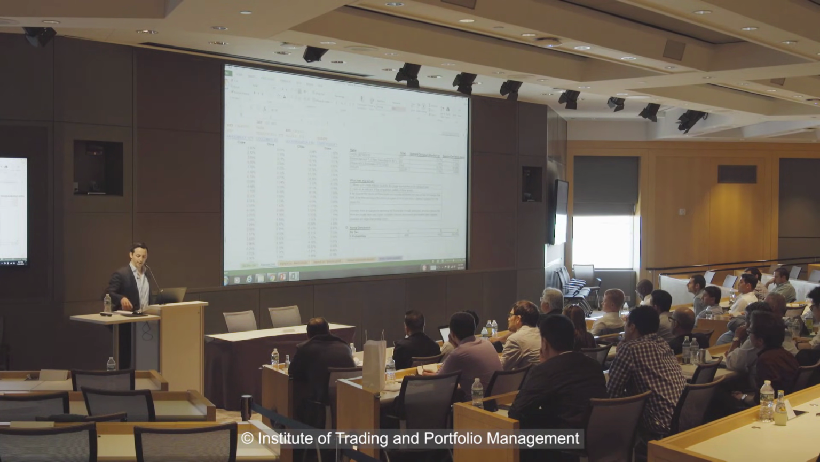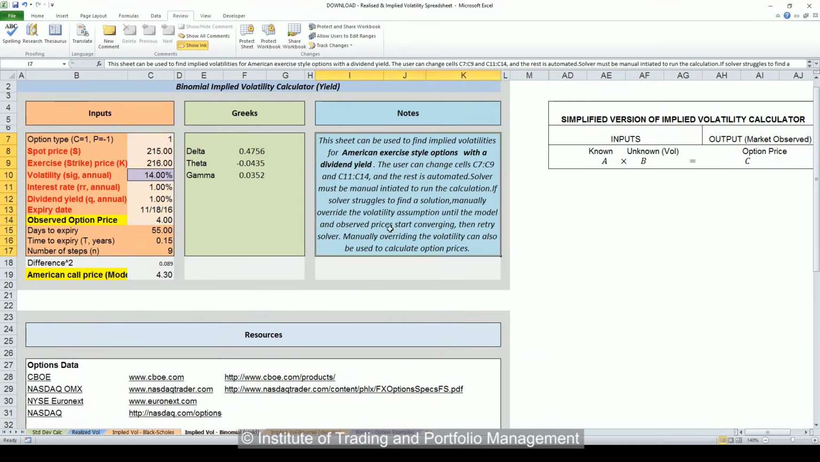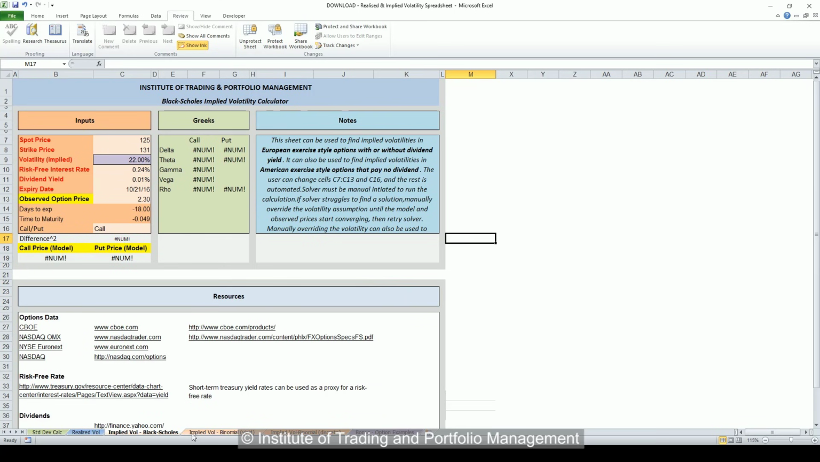And the other thing that matters when you choose which calculator to use is whether the underlying asset pays dividends. And in each of these sheets, you'll see some notes which basically tell you which sheet you use for which options. So you don't need to worry too much about remembering that. All these sheets look pretty much identical.